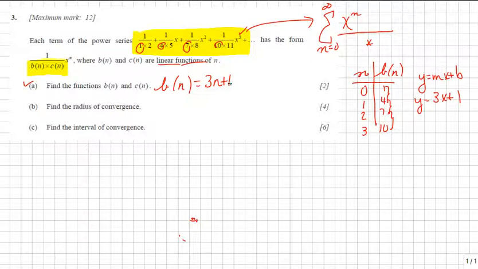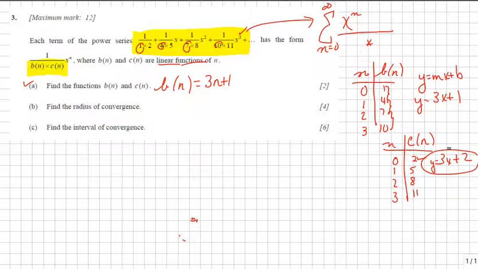Likewise, to find c of n, same thing. We'll look at the term number, starting at term 0, 1, 2, 3. And the numbers go 2, 5, 8, 11. Again, there's your y-intercept, plus 2. And the slope, again, is increasing by 3 each time. So it's 3x plus 2 as a linear equation. So they want us to write it in terms of c of n. So c of n equals 3n plus 2. And there you go. Part A is done.